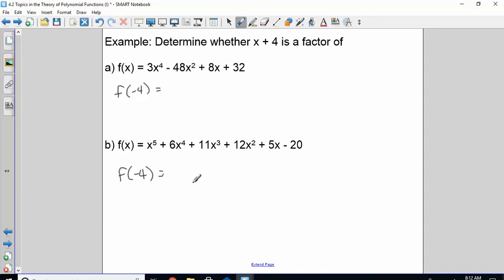Plug -4 in. What did you get for the first one? 0, so our answer is yes, it's a factor. What about the second one? Did anybody plug in? What'd you say? Yeah, I was halfway through. Okay, we'll keep going. Finish it then.